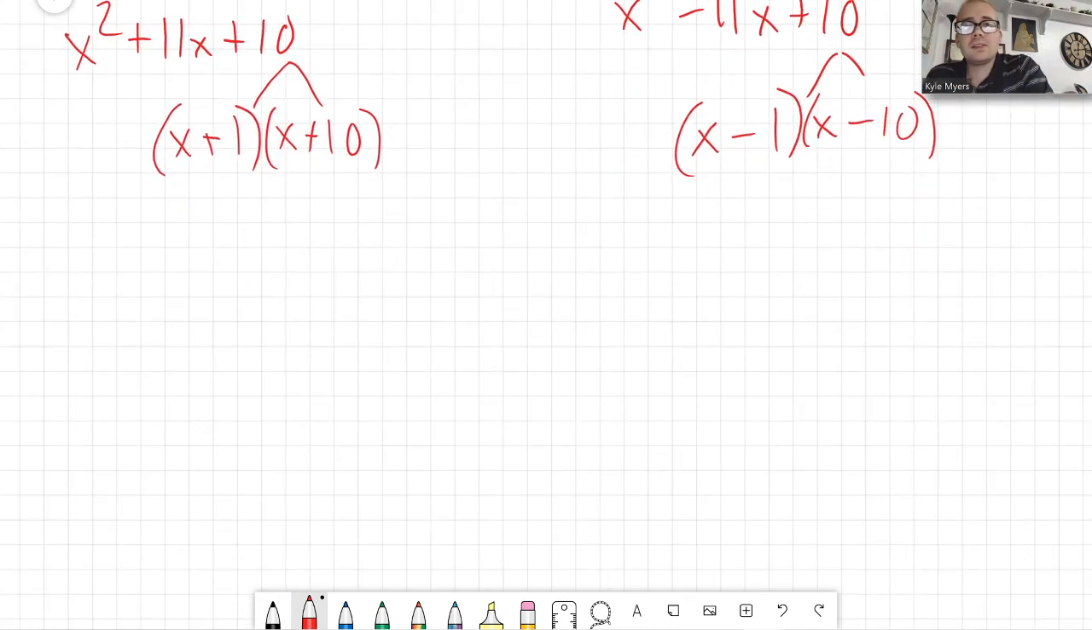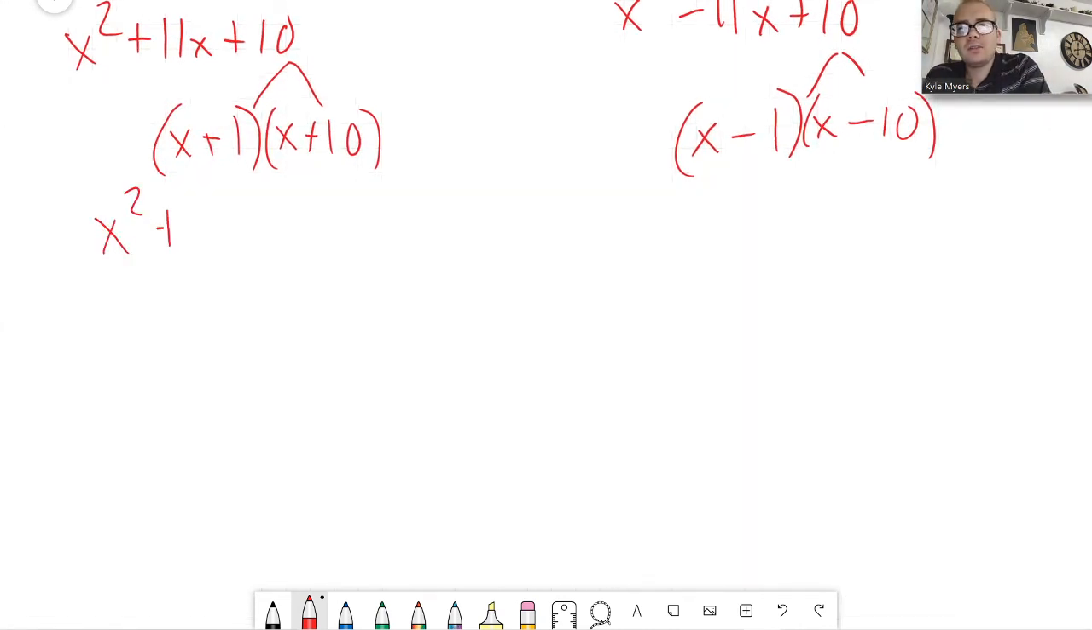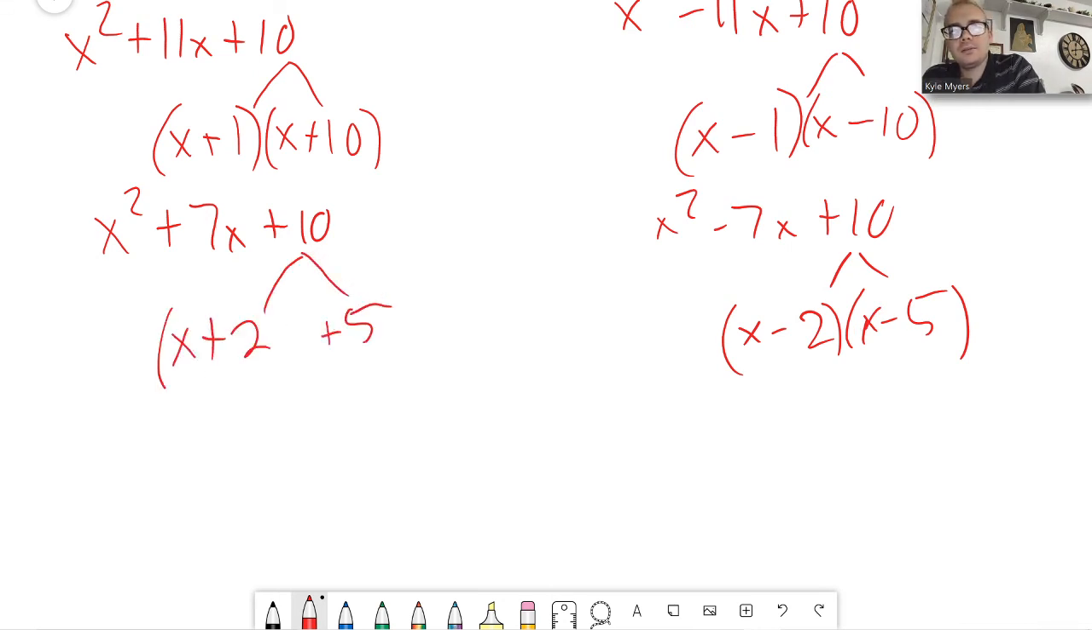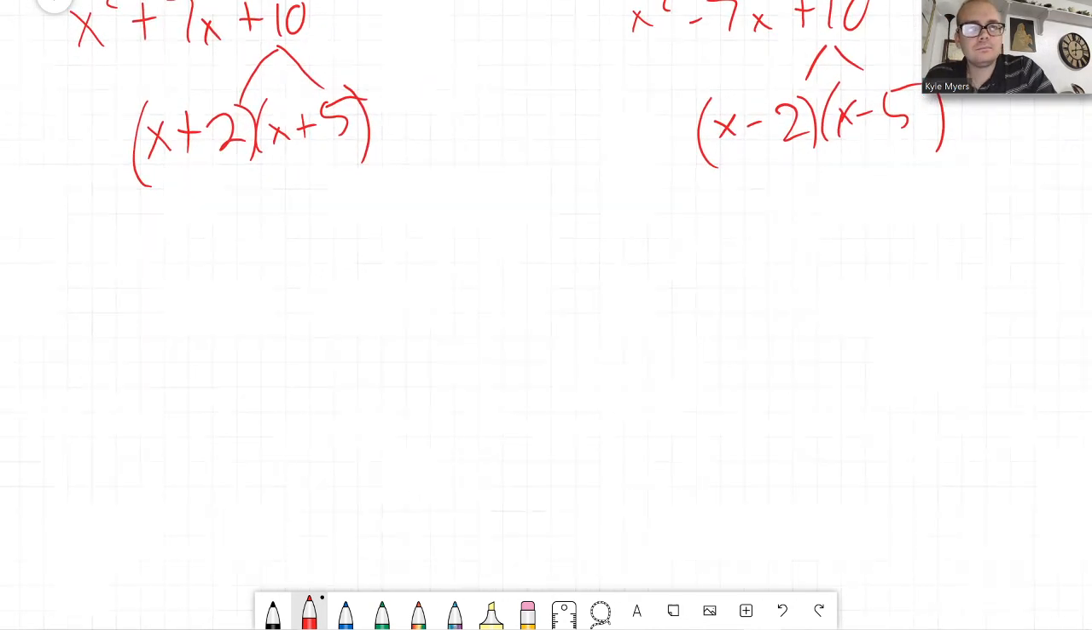Okay, 10 is also 2 times 5. So plus 7x plus 10. X squared minus 7x plus 10. 2 and 5 minus minus. And we're done with that. This is 2 times 5 plus and plus. And we're done with that one. Now we're done with 10.